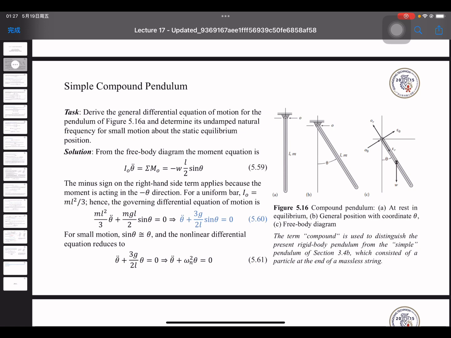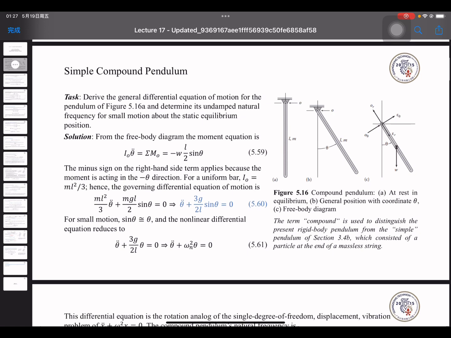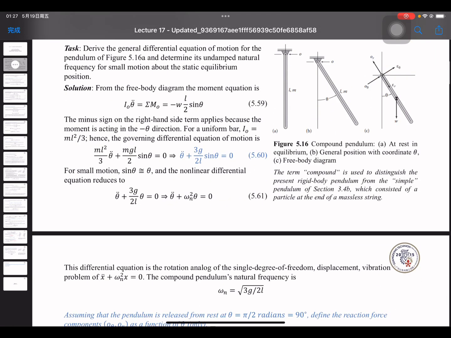That is for a uniform bar, I0 equals ml square over 3. In this situation, the pendulum angle theta is so small that for small motion we take the small angle rule, sine theta approximately theta, and the nonlinear differential equation reduces to theta double dot plus 3g over 2L theta equals 0.